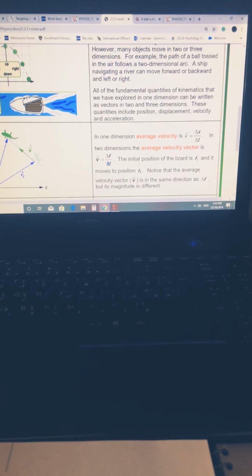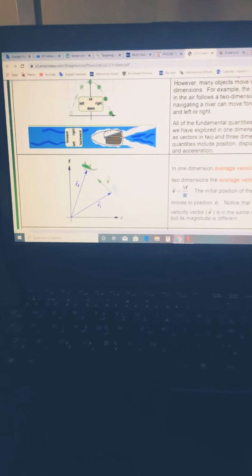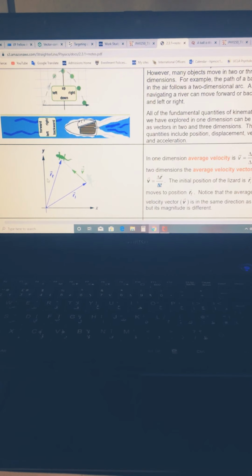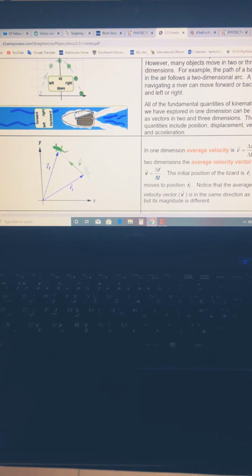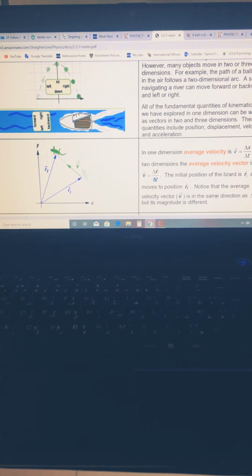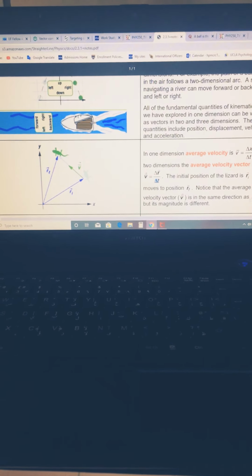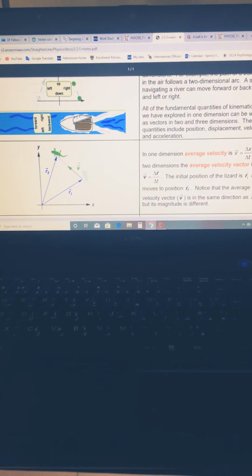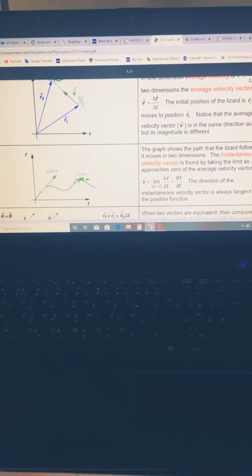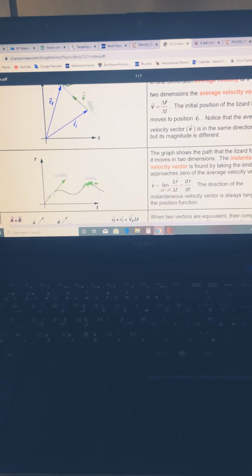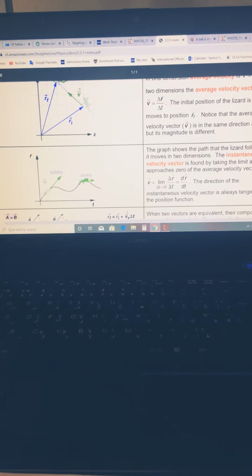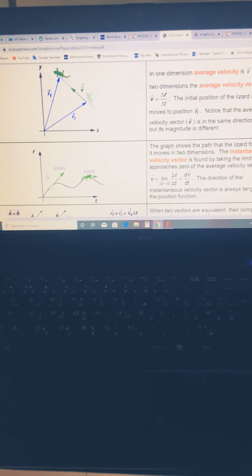The initial position of the lizard is Ri and it moves to position Rf. Notice that the average velocity vector is in the same direction as delta r, but its magnitude is different. The magnitude means the length. So we have another graph that shows the path that the lizard follows as it moves in 2 dimensions.